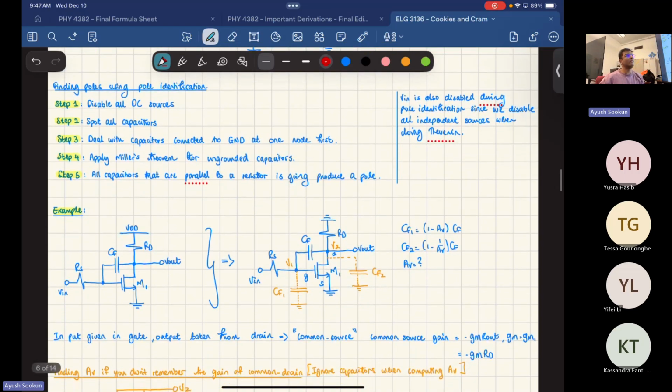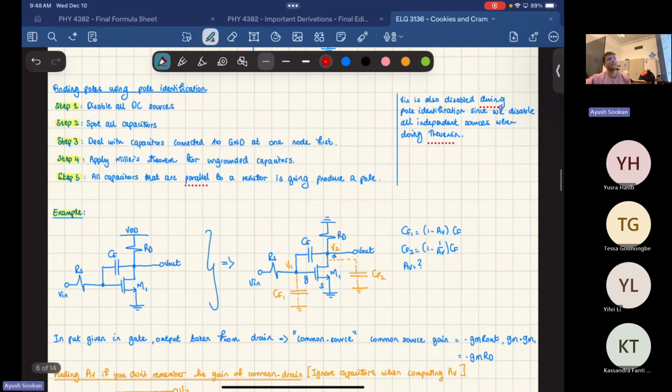And with AV, you have to be very careful. AV, in this case, is not going to be V out over V in. Why? Because AV is the gain at the nodes at the ends of the capacitor. So it's not this V in, it's going to be here, V1, and then this is going to be V2. In this case, coincidentally, V2 is equal to V out. But we can't say that V in is equal to V1 here, because there's this device in the middle. So this is the gain that you're trying to find, and V2 over V1 is exactly minus GMRD. And that's how you get this gain.